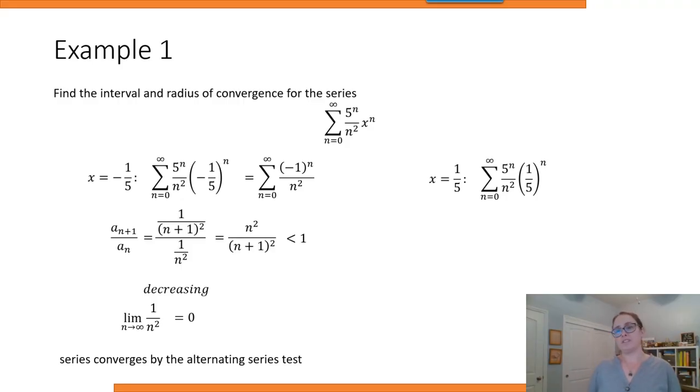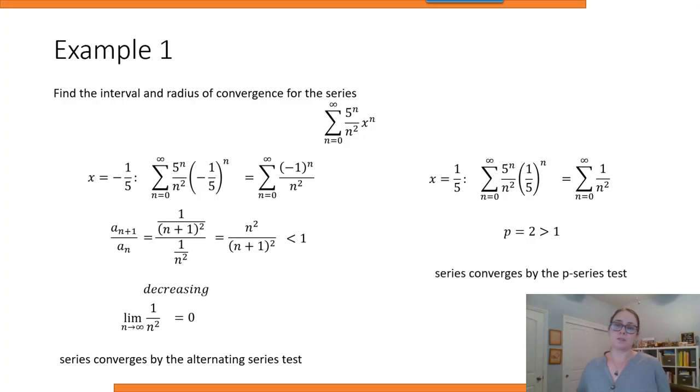So now if I plug in 1/5, well, the 5 to the n's cancel completely. I just get 1 over n squared. It's not alternating anymore. In fact, it's a p-series, so I'm going to use the p-series test. Here, p is 2, and whenever the p is greater than 1, then the series converges according to the p-series test. So this one also converges, which means this endpoint is also going to be included in the interval of convergence.